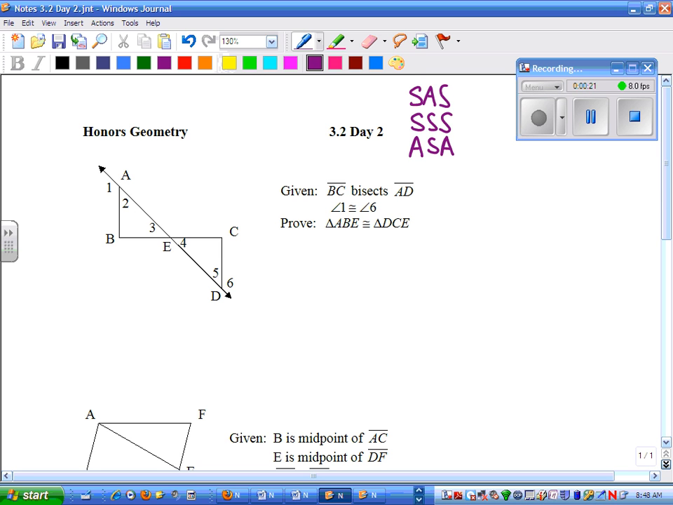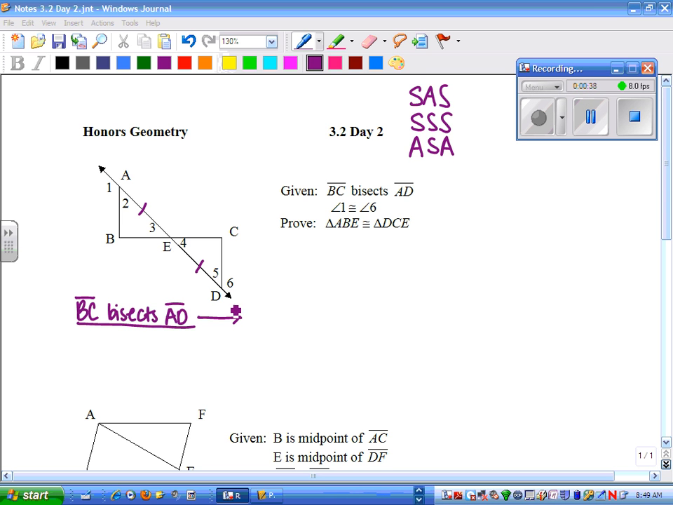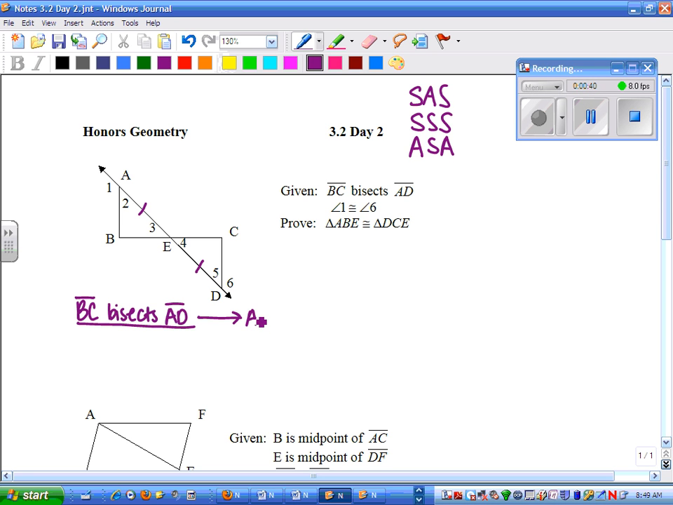So far we have given that BC bisects AD. Okay, so we have BC bisecting AD. Now, knowing that it bisects AD, we have these two segments congruent, AE and ED. So go ahead and write that down. Because it bisects AD, I know AE is congruent to segment ED. Now that's going to be my first side of the triangle.